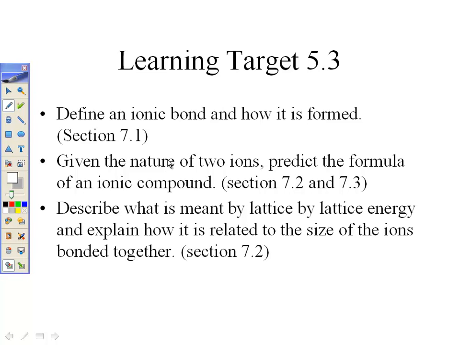In Learning Target 5.3, we're going to define an ionic bond and explain how it's formed. You can find that in section 7.1 of your book. If we know the nature of two ions, we're going to predict the formula of an ionic compound, sections 7.2 and 7.3, and we're going to describe lattice energy and explain how we can relate the size of ions to lattice energy. So here we go.